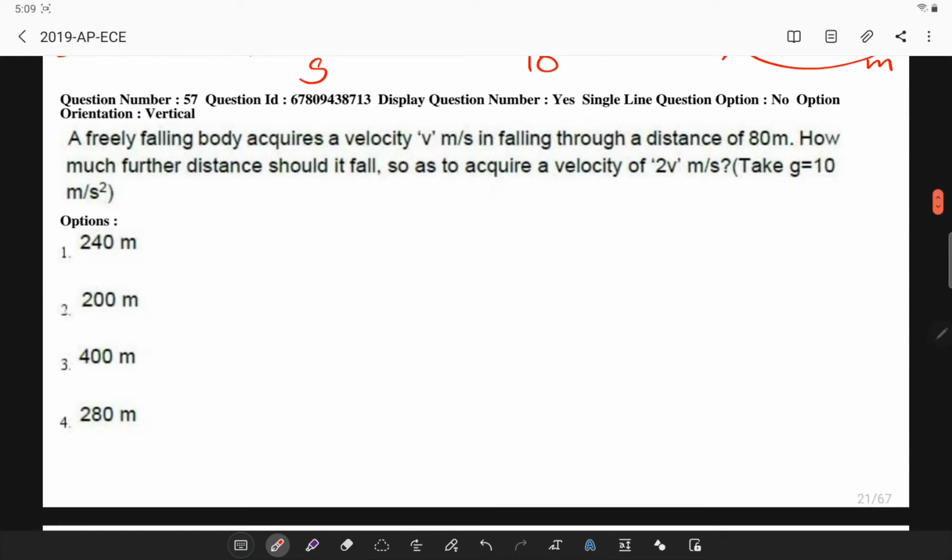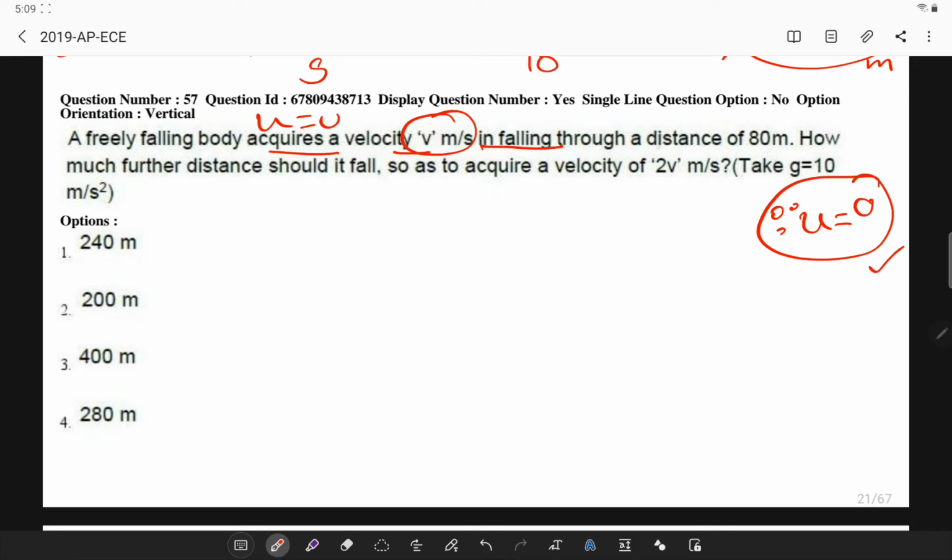Next, let's go to the next question. Here a free falling body acquires a velocity v meters per second, free falling, therefore as he said it is free falling, u is 0, through a distance of 80 meters. So how much further distance should it fall so as to acquire a velocity of 2v meters per second? Here acceleration g, or gravitational force, is 10 meters per second square.